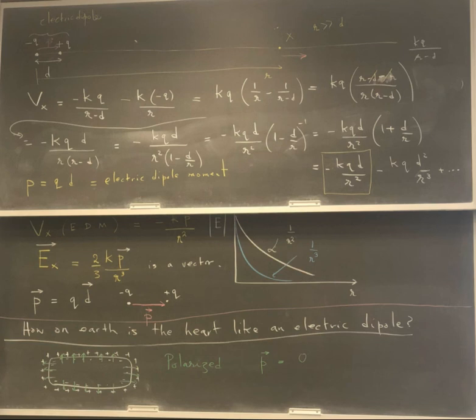So this cell in its polarized state does not have an electric dipole moment. So polarized, the electric dipole moment is 0.